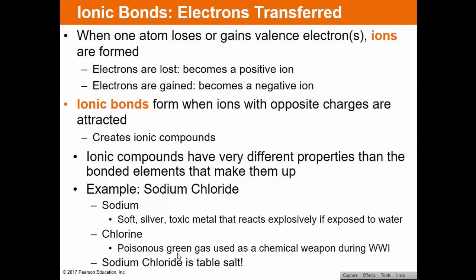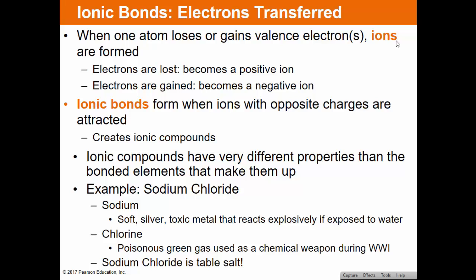So ionic bonds, electrons are transferred. When one atom loses or gains one of its valence electrons, ions are formed. So it gets rid of it or it gains it, so it's an ion. Now it's not exactly like other atoms of that element. It has a positive or negative charge. When electrons are lost, it becomes a positive ion. When electrons are gained, it becomes a negative ion.